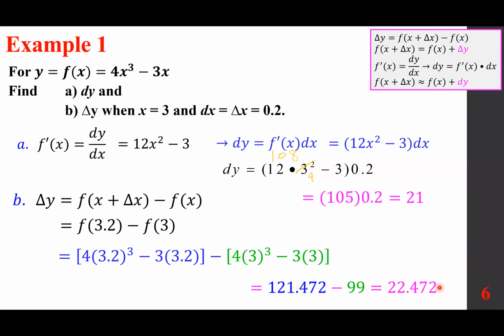Notice dy has a value of 21. Delta y has a value of 22.472. They are not the same, but they're fairly close. Now, what makes it even closer? The smaller the value of delta x compared to x, the better the approximation.